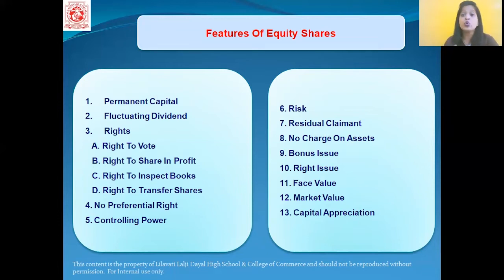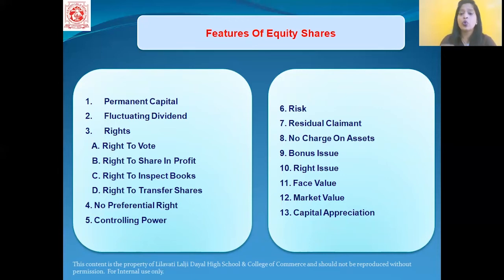Fourth one is no preferential rights. So students, equity shareholders do not carry preferential rights in respect of payment of dividend. The dividend is not paid to equity shareholders first. It is paid to the preference shareholders first, and then whatever is left out is given to the equity shareholders.